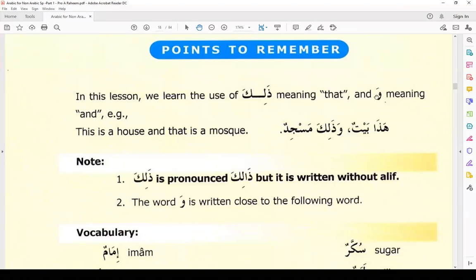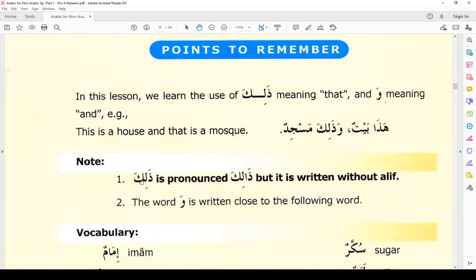Now, if we have the letter wow with a fatha on top, which is wa, it means and. So we can say, for instance, hadha baitun wa dhalika masjidun. Hadha baitun wa dhalika masjidun. This is a house and that is a masjid. I want to indicate something here to you, and this is important when writing.